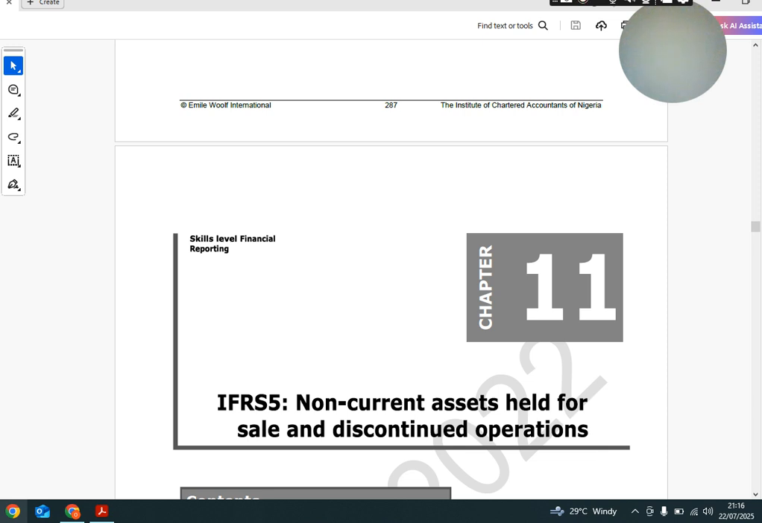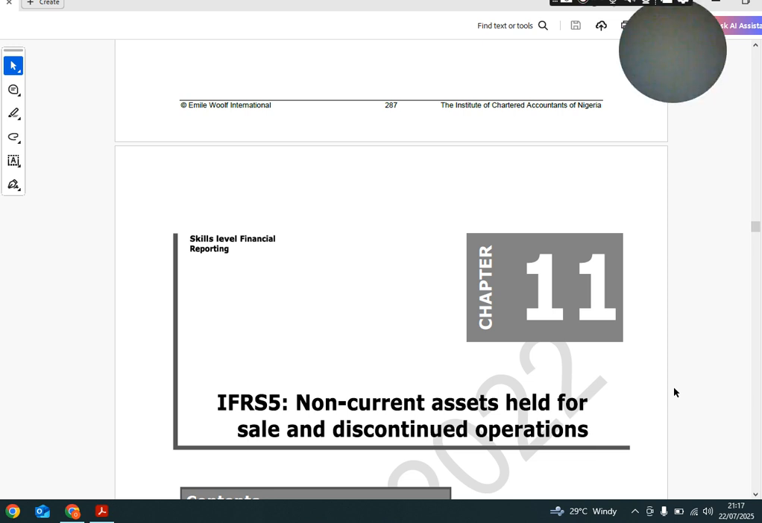So the objective of this standard is to specify the requirements for the classification, measurement and presentation of non-current assets held for sale, like I said earlier. Also, it updates rules for the presentation of discontinued operations, like I also said, right? So it covers non-current assets held for sale, and also discontinued operations. That is what this standard covers. So let's get into it.